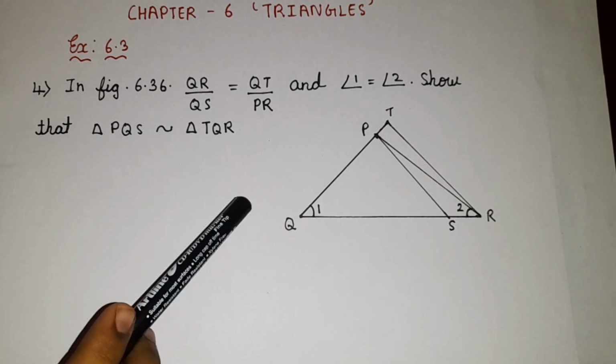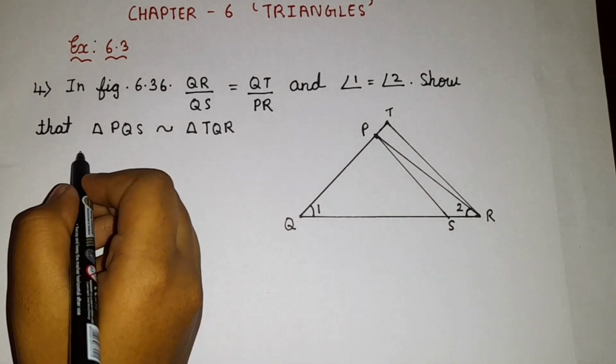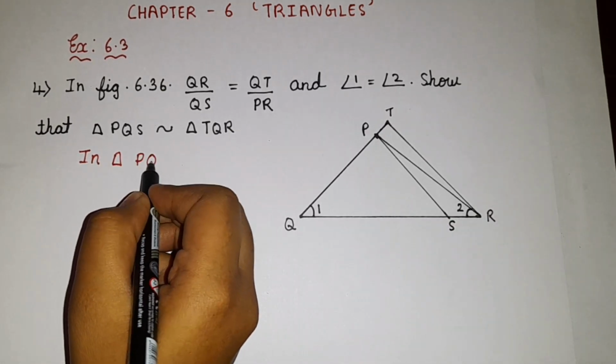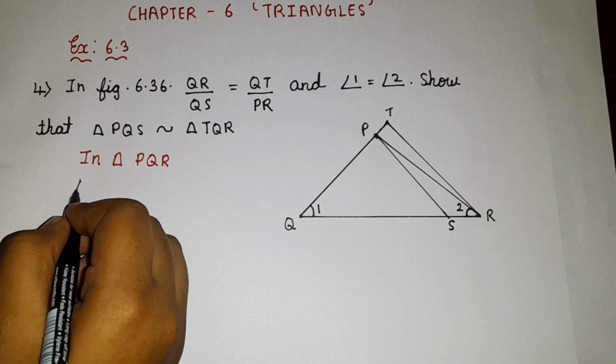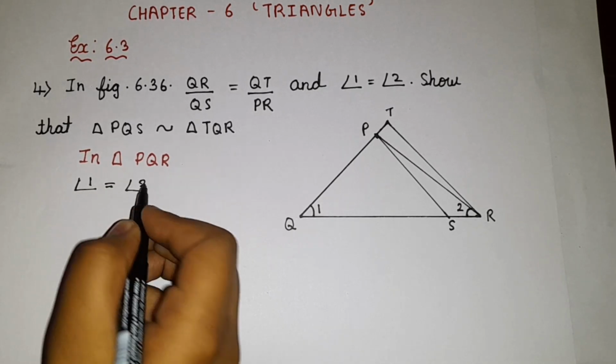Am I right? So now let us write. In triangle PQR, what is there? In triangle PQR, angle 1 is equal to angle 2.